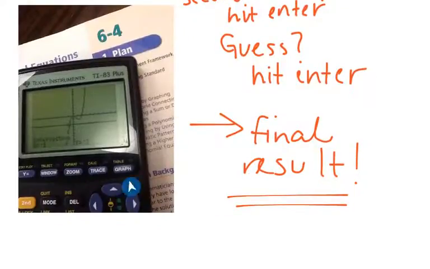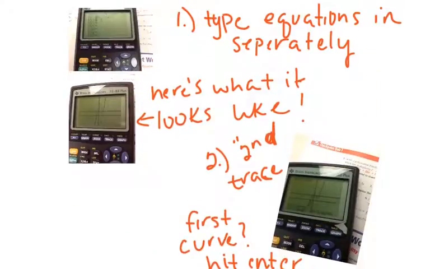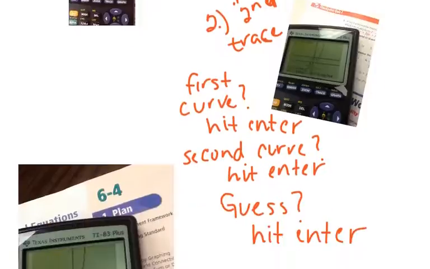and here's your final result. It'll say intersection, x equals negative 1, y equals negative 3. We want to know what x is. We're solving for x. Okay? X is negative 1. So here are the steps to go through. Hopefully the pictures help you see what you should be getting on your graphing calculator.